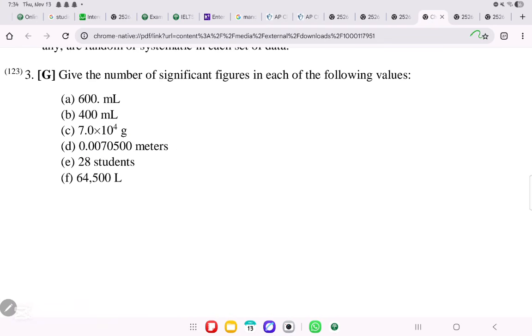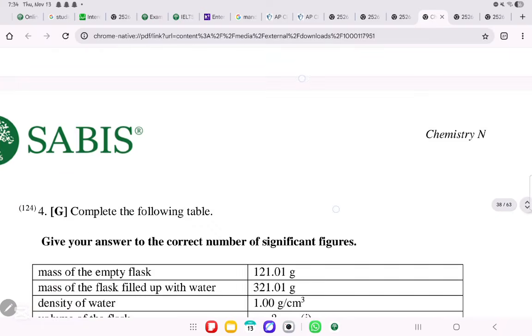Now, if we ever get an exact value, which is 28 students, can I say I have 28 and a half students? No, I cannot have half a student. So if you ever get an exact number, describing a physical object, this has an infinite number of significant figures. And this over here has only 1, 2, 3, my pen fell, my bad, 3 significant figures. We'll move on to question number 4.